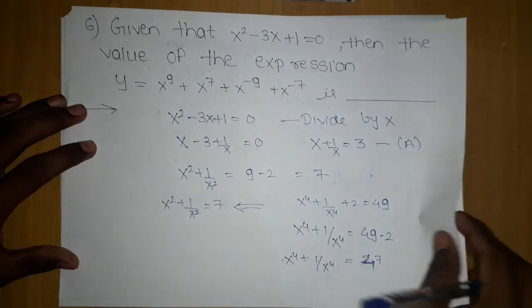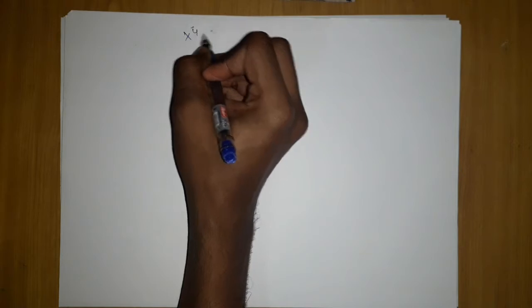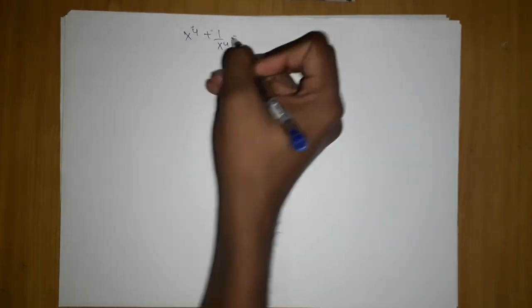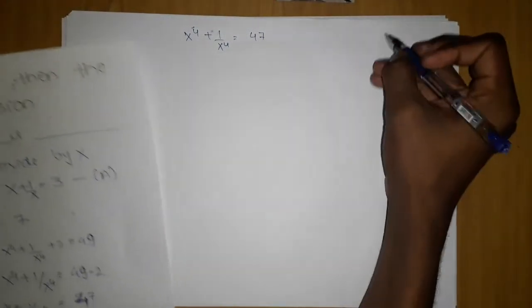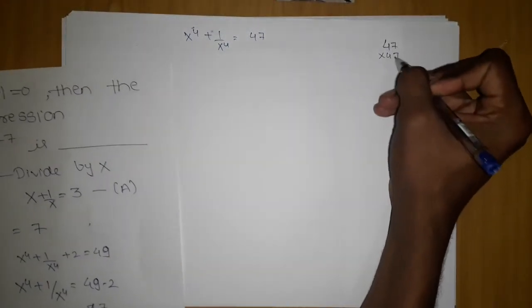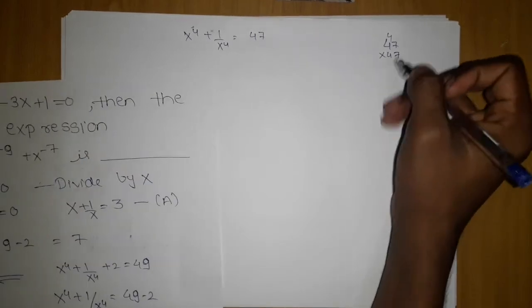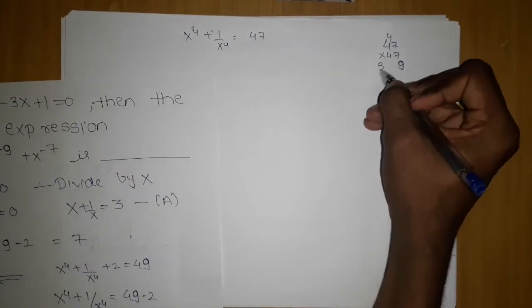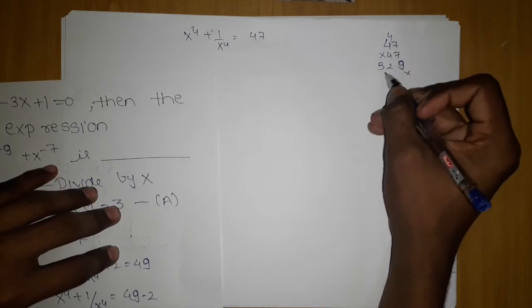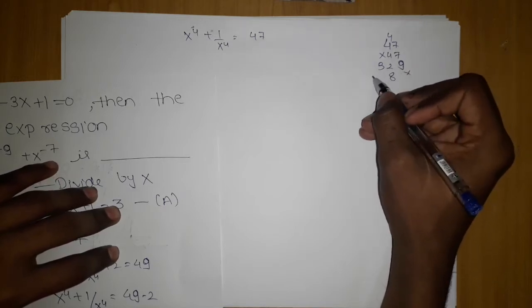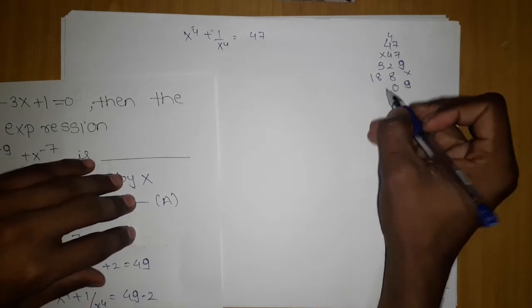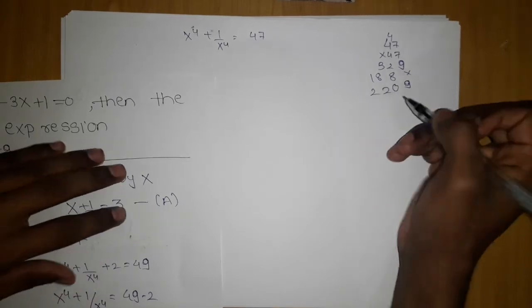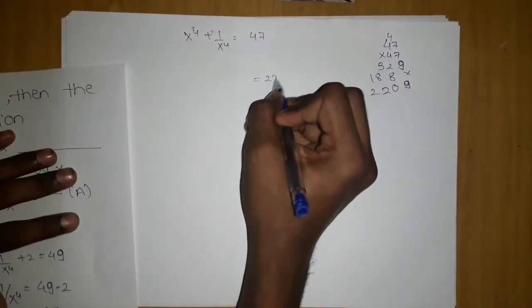Let me take the next page. So we are getting this, that x to the power 4 plus 1 upon x to the power 4 is 47. Now if I square it again, I will need 47 into 47, which is 2209. Okay, so here 2209.